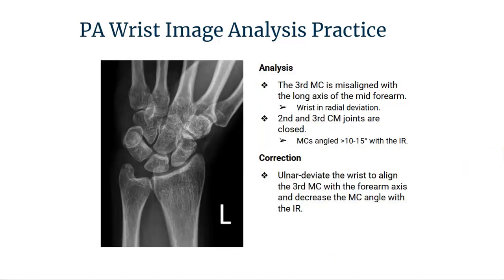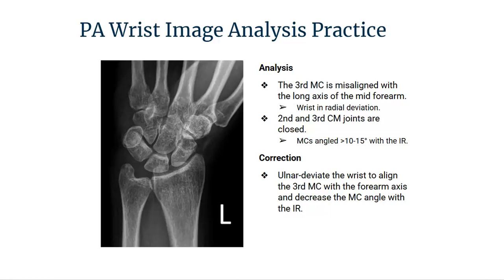So let's review this PA wrist projection together. First, you want to determine if you have all your anatomic structures. In this case, we have the distal half of the metacarpals and all the way to the distal radius and ulna included within the imaging, and all our carpal bones are within the imaging as well.